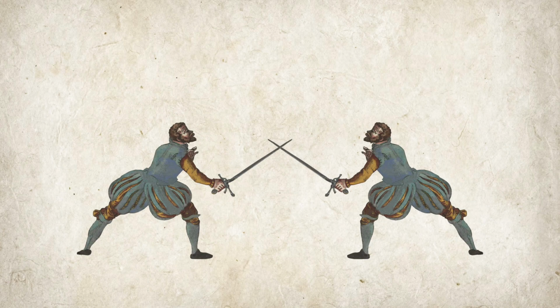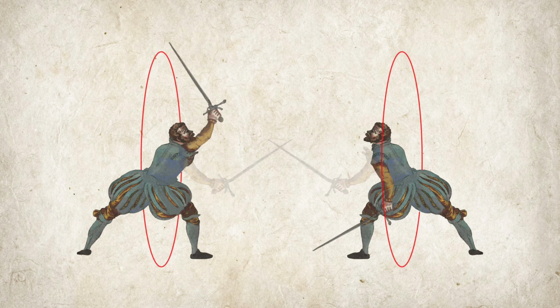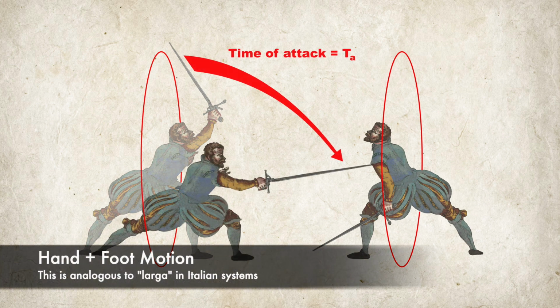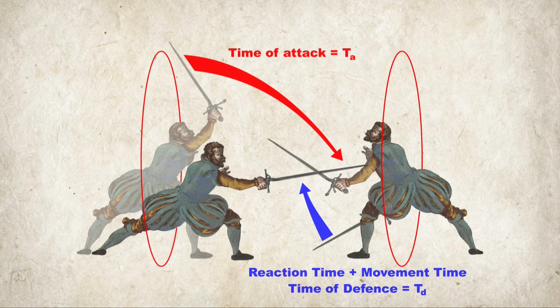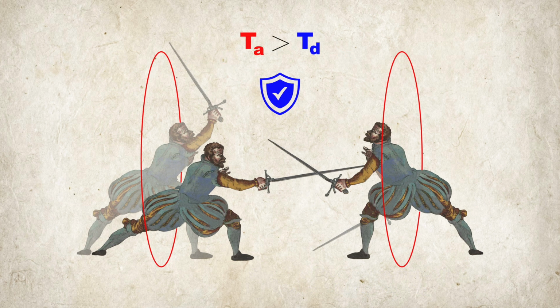Consider two fencers with their blades just crossing at the weak. Both fencers move to high amplitude starting positions, as indicated by the large red rings. If the fencer on the left chooses to attack, he has to perform a large hand and foot action to reach his opponent. This of course takes a significant duration, so the fencer on the right has plenty of time to react.